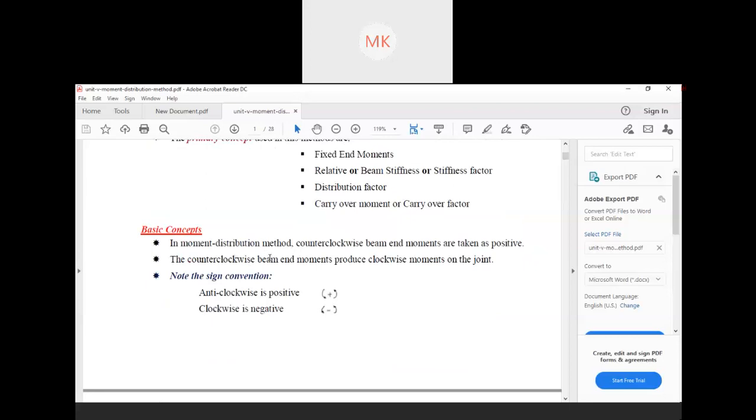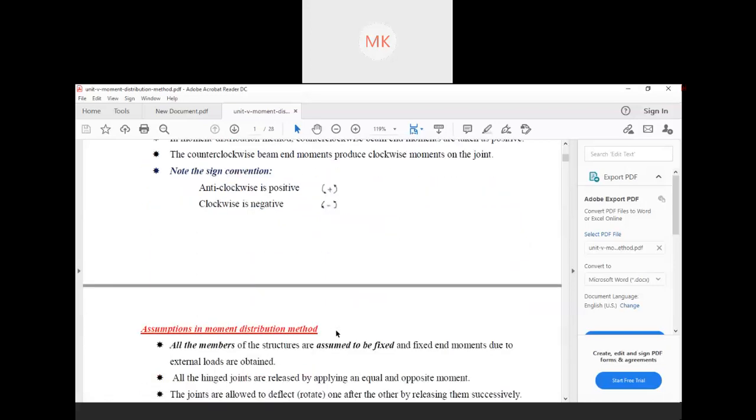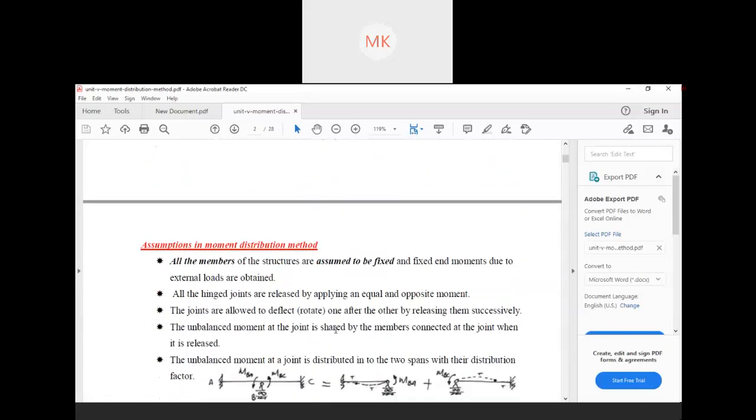In moment distribution method, counterclockwise beam end moments are taken as positive. The counterclockwise beam end moment produces a clockwise moment on the joint. These are the signs we are going to use. Anti-clockwise is positive and clockwise is negative.